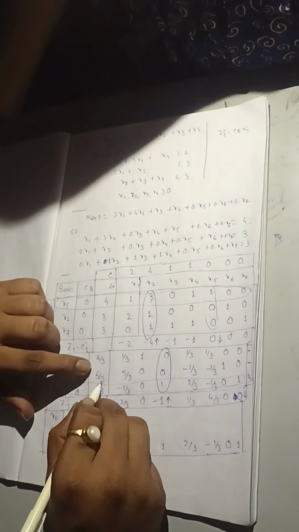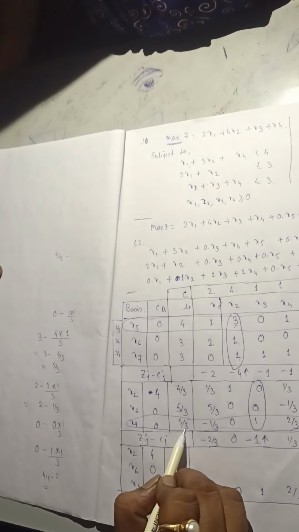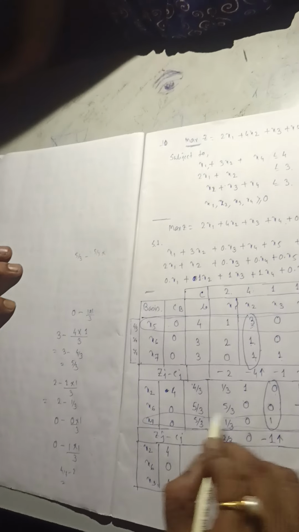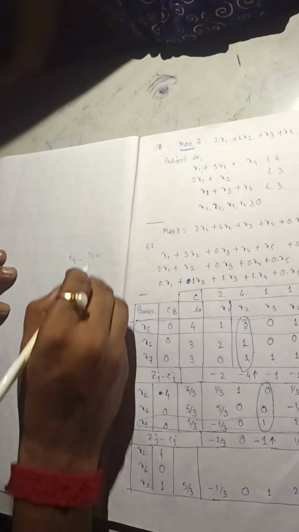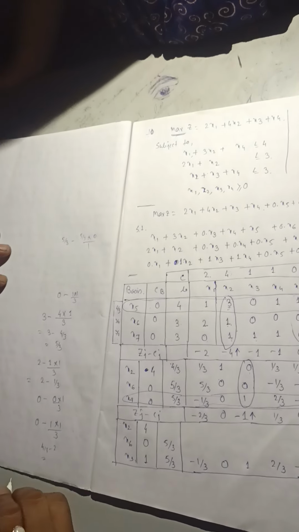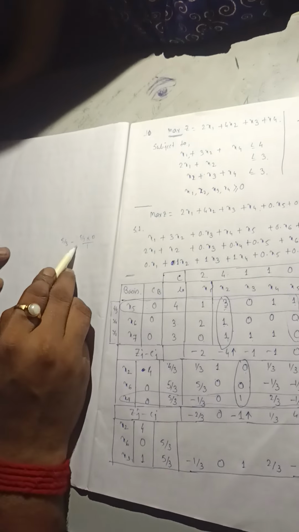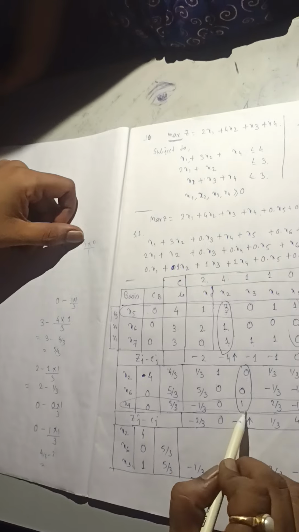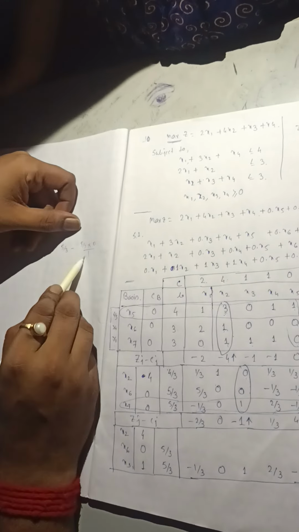Okay, now I have to find out this value. This one is 5 by 3, so this is the old value. So the old value is 5 by 3 minus the corresponding key row element, 5 by 3, into the corresponding key column element, 0 divided by 1. So simply it remains 5 by 3. Understand? So 5 by 3 minus 5 by 3 into 0 divided by 1. So this gives me 0.